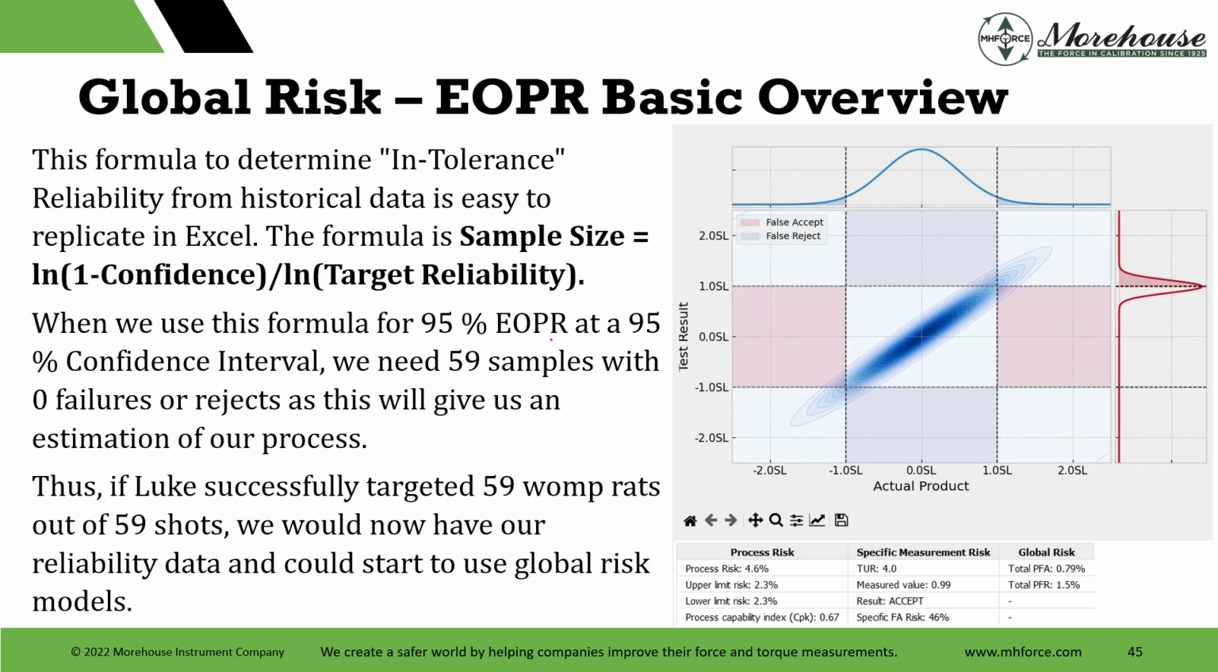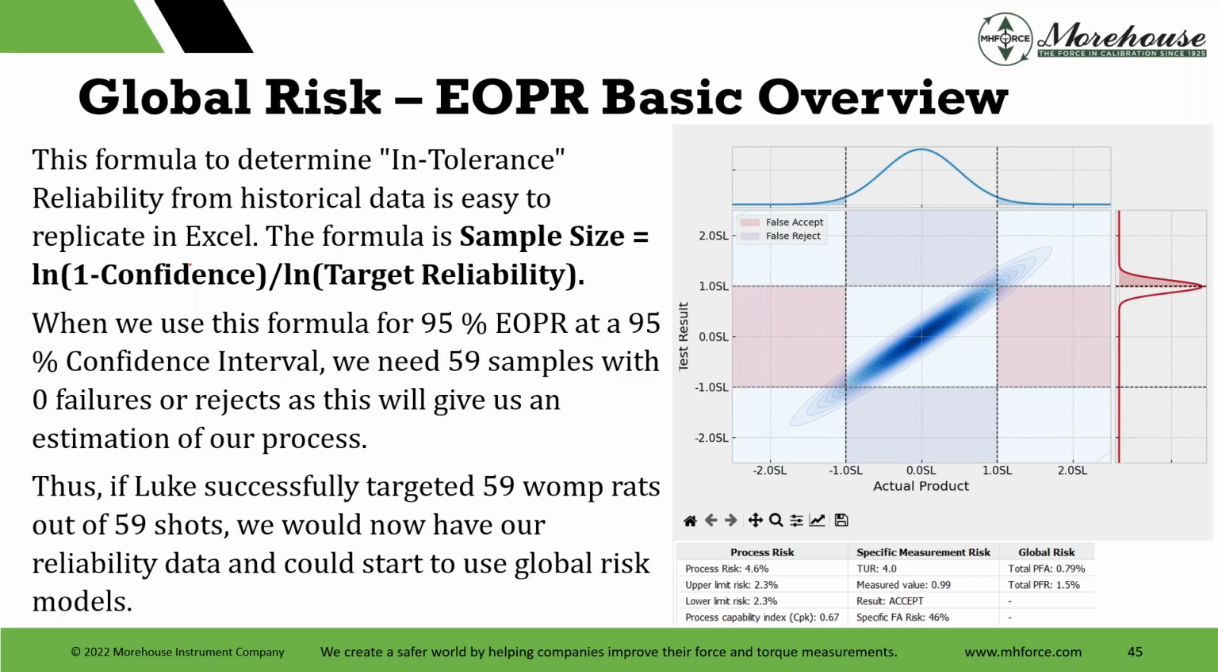So there's a simple formula that tells you, for end of period reliability, the sample size right here. Real easy. We can plug that one into Excel. You can copy and paste it into Excel. You type it in now. Basically it says, if we want a 95% end of period reliability at a 95% confidence interval, we need 58 point some samples, and you round that up because there's no 58 and change. It means we need 59 samples with 0 failures.